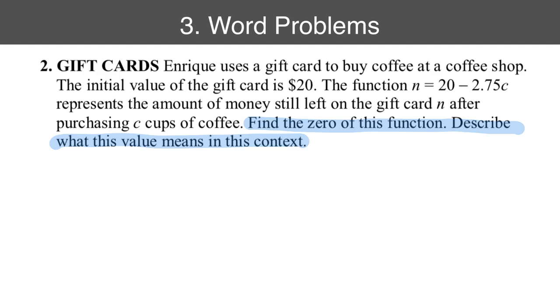So I go and look for an equation. So here's the equation they give us. N equals 20 minus 2.75c. Now I just said we'd be solving for x. Well, obviously, we don't have any x's here. We have an n and we have a c.